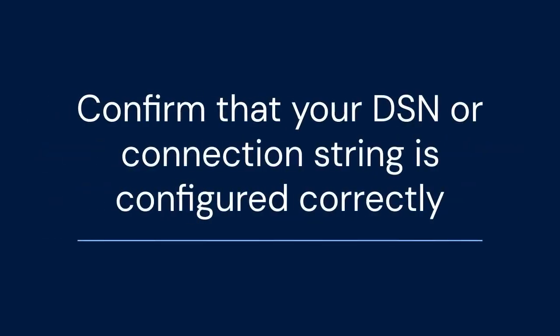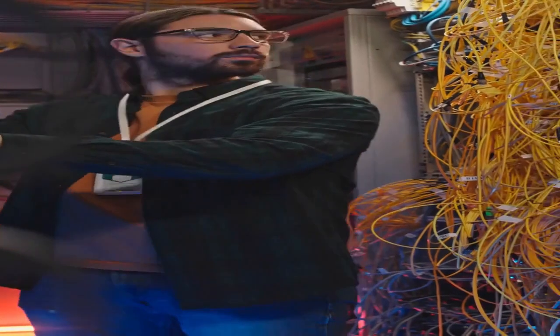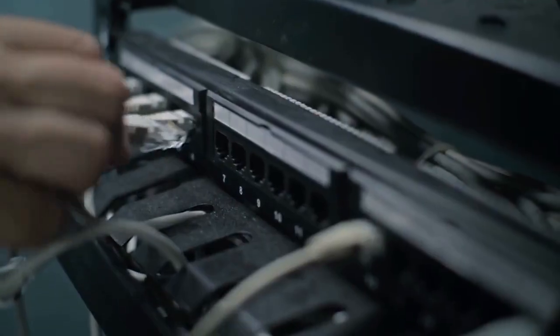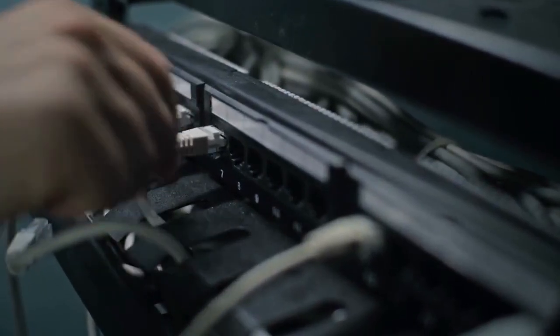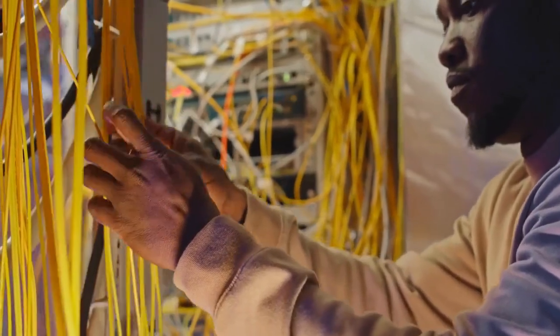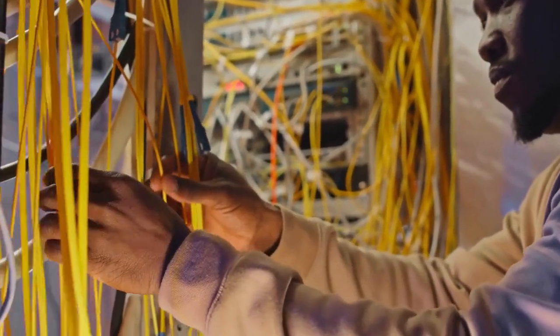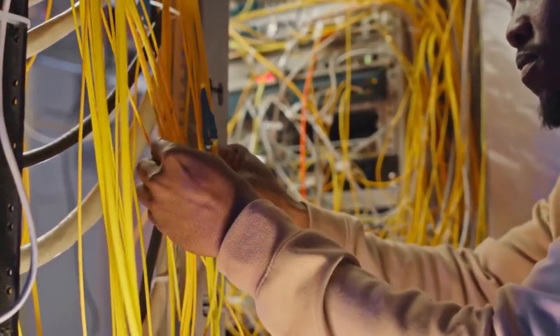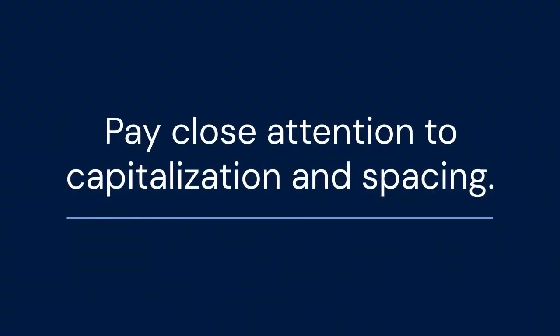Secondly, confirm that your DSN, data source name, is configured correctly, or use a connection string. A DSN provides a simplified way to connect to your database. In the ODBC Data Source Administrator, you can create or modify DSNs. If you're using a DSN, double-check its name in your Python script matches exactly the one defined in the ODBC Data Source Administrator. Pay close attention to capitalization and spacing.